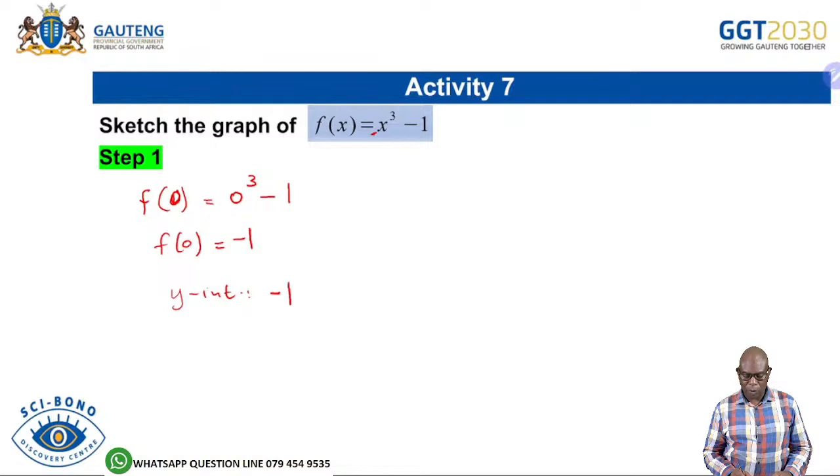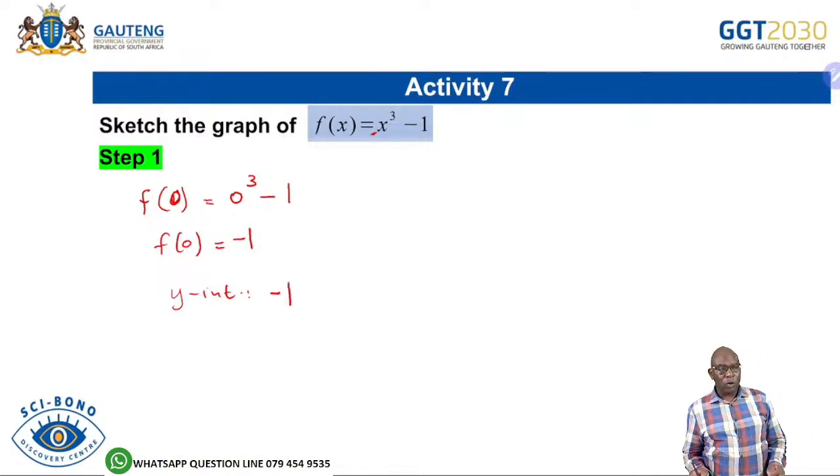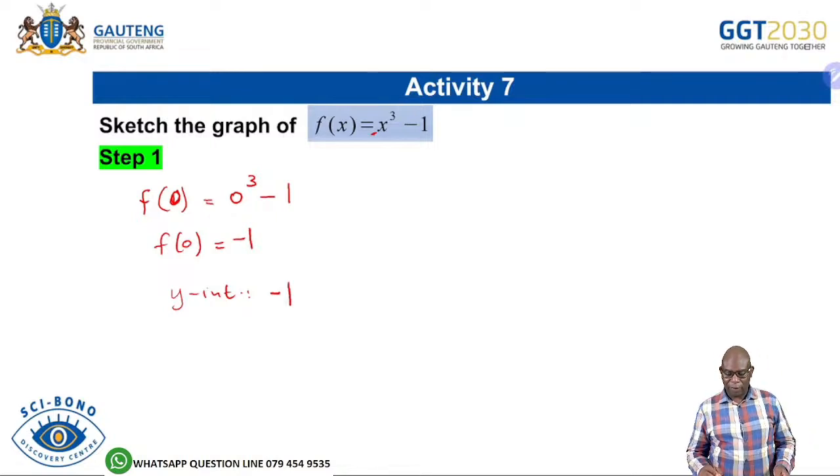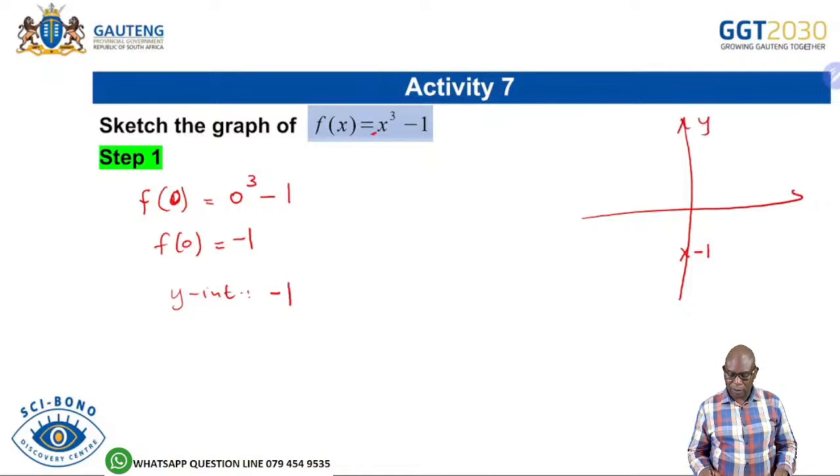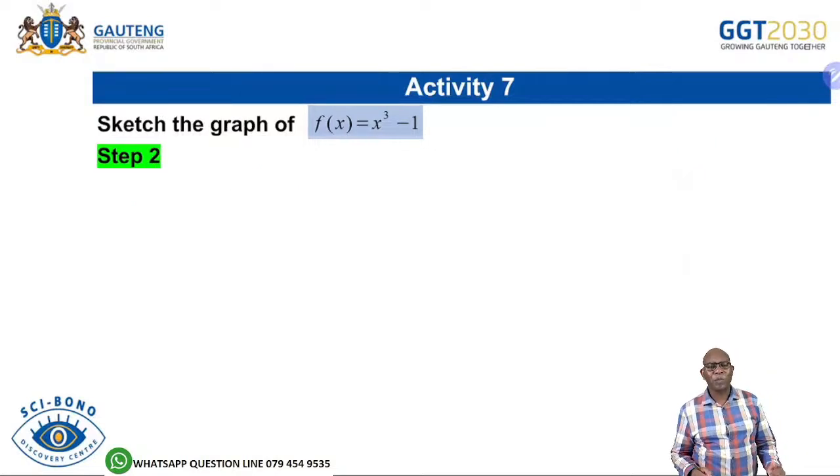So that will be the y-intercept of the graph, minus 1. When I have the intercept of the graph, then I can just quickly draw my graph there, and then I'll write minus 1 here. That's my y-intercept. I know my graph is going to be increasing, decreasing, but look at how this graph is acting. Step number 2.